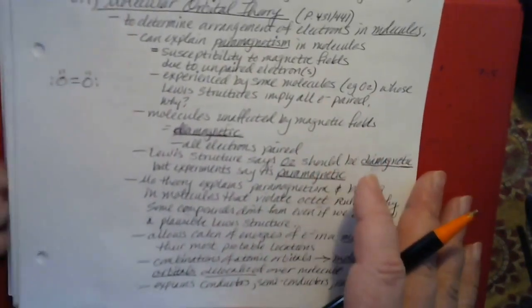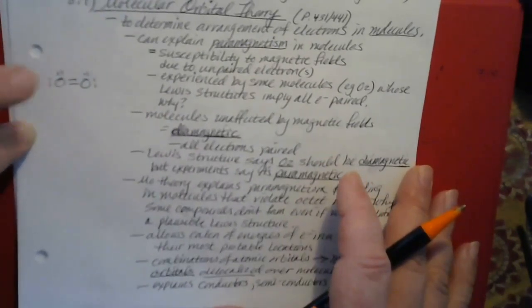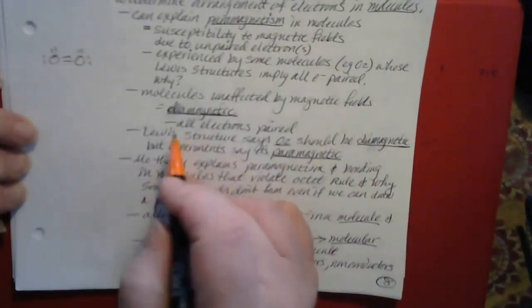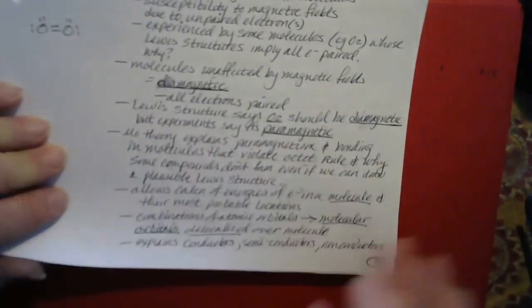And again, molecular orbital theory gives us a way to find out whether that's an accurate representation or not. Spoiler alert, in oxygen, it's not an accurate representation. Lewis structures say O2 should be diamagnetic, but actually it's paramagnetic.